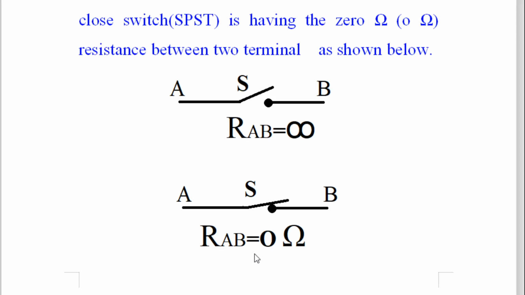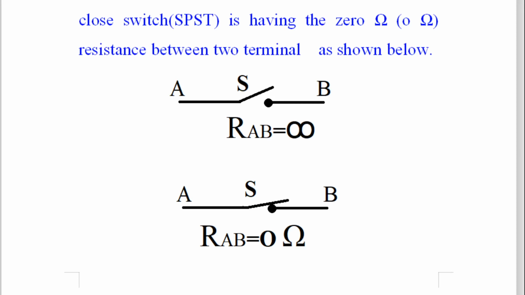Therefore, you always remember that when a single pole single throw switch is closed, the switch behaves as a short circuit device, and the resistance between two terminals which are short circuited is always 0 ohm. Therefore here RAB is equal to 0 when the switch is closed, and when the switch is open, RAB is equal to maximum, meaning infinity.